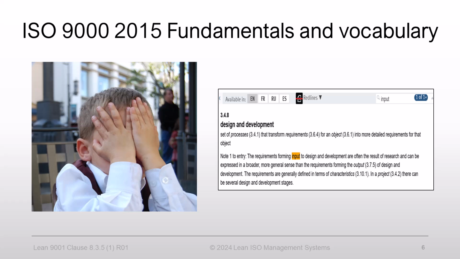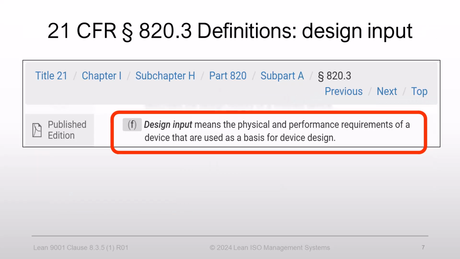Since the 9000 standard did not bother defining the term input, let's look for other sources. We may learn a lot from regulated industries. For example, FDA regulations for medical device manufacturers, 21 CFR 820, defines design input as physical and performance requirements of a device that are used as a basis for device design. This is much better, right?